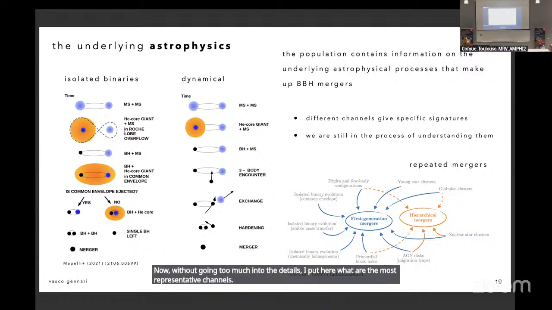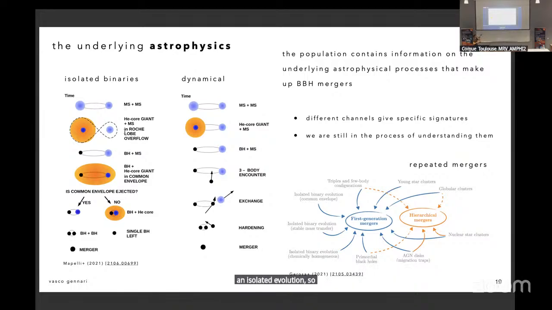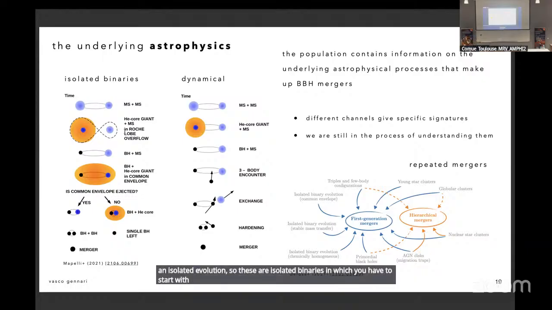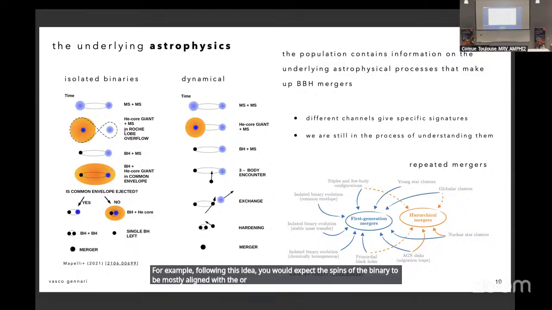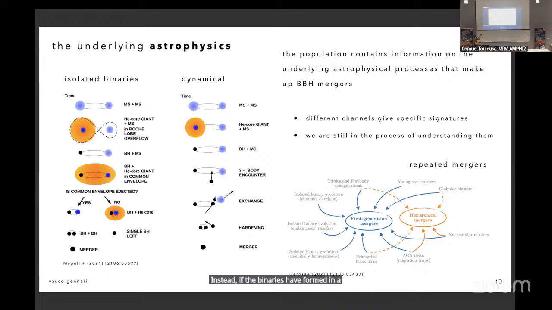For example, you can form these black hole mergers through isolated evolution. So these are isolated binaries in which you start with two stars, then you form black holes from them. They get closer through several processes, then through gravitational wave emission, and then you have the merger. But they mostly spend their life together. Following this idea, you would expect the spins of the binary to be mostly aligned with the orbital angular momentum.